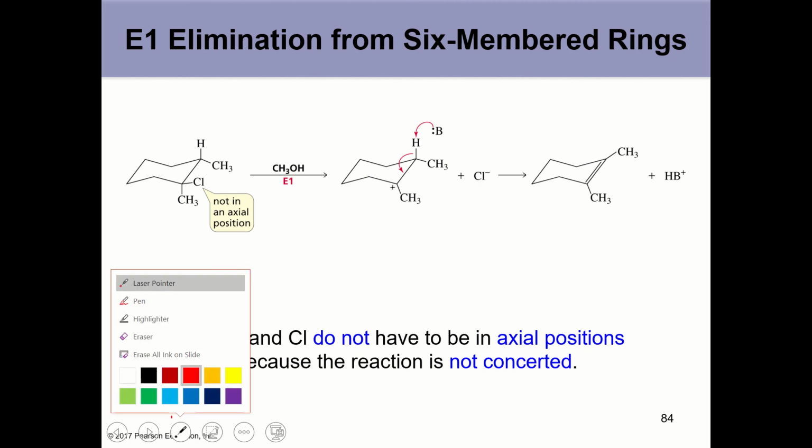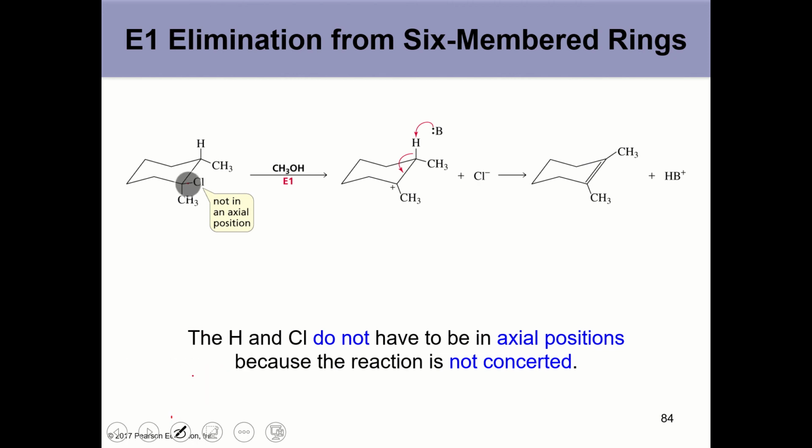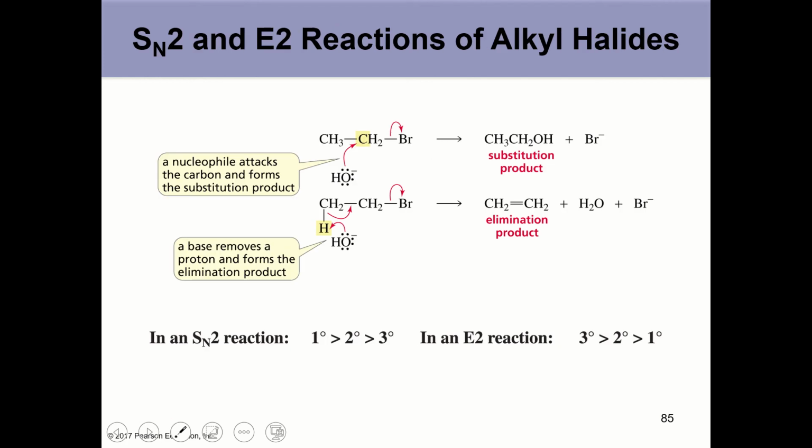So we can show for an E1 that this chlorine just falls off randomly. We form the carbocation, and only then does the base come in and abstract a proton. And then the sigma electrons move into the pi bond, and we get our double bond.